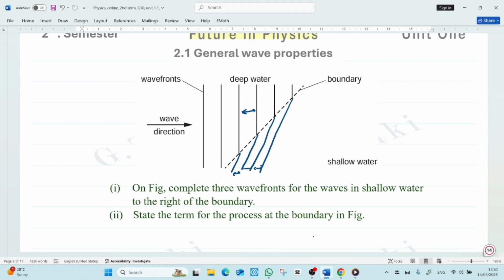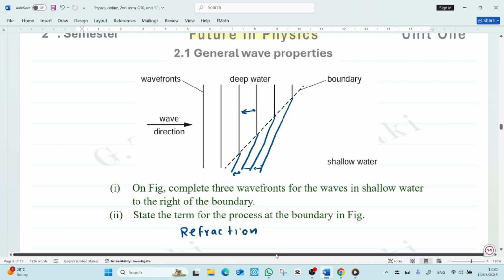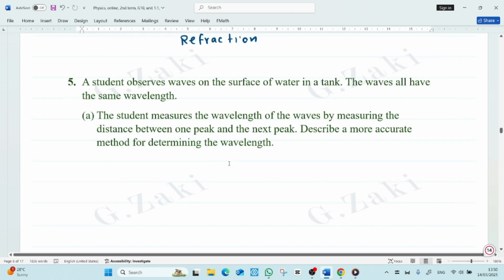State the term for the process at the boundary. It is refraction. So this is a refraction of waves because the speed changes. Now, next question.